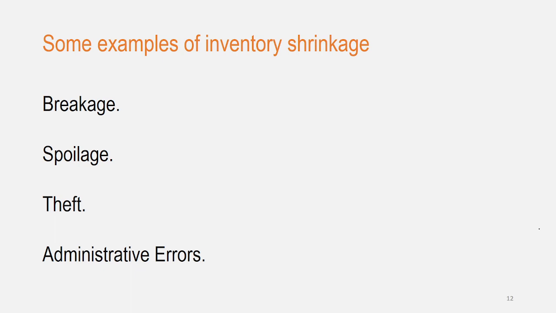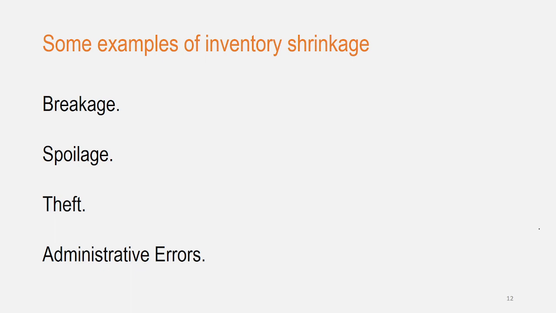And the final famous example of inventory shrinkage is administrative errors, which are mistakes made in recording inventory transactions, such as incorrect data entry or miscounts. So, for example, if an employee accidentally records 50 units of camping gear received instead of 40, the system will show more inventory than actually exists. This discrepancy due to clerical mistakes is considered inventory shrinkage from administrative errors.